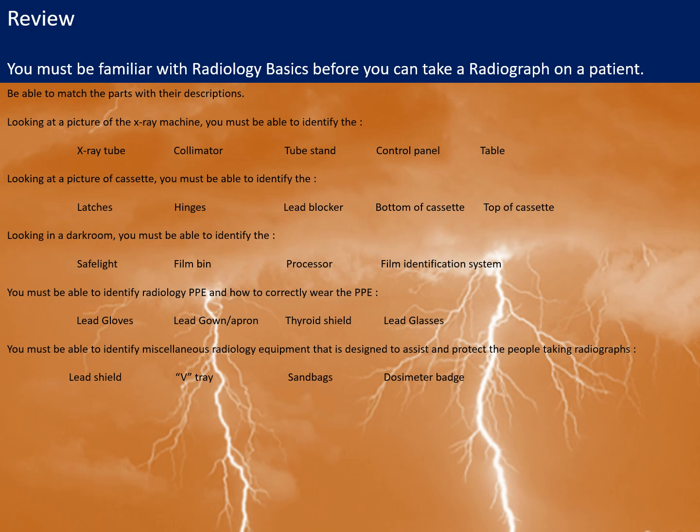You must be able to identify radiology PPE and how to correct the PPE: lead gloves, lead gown or apron, thyroid shield, lead glasses. You must be able to identify miscellaneous radiology equipment that is designed to assist and protect people when taking radiographs: lead shield, V-tray, sandbags, dosimeter badge.